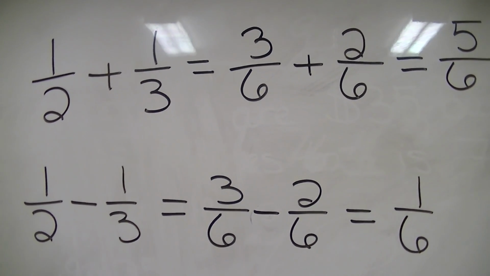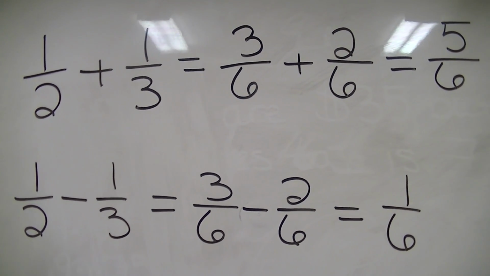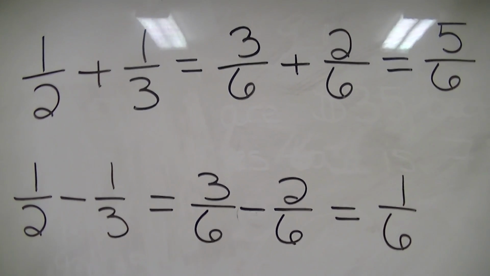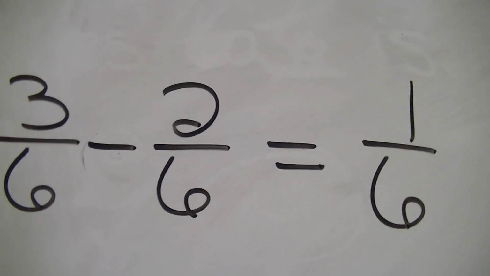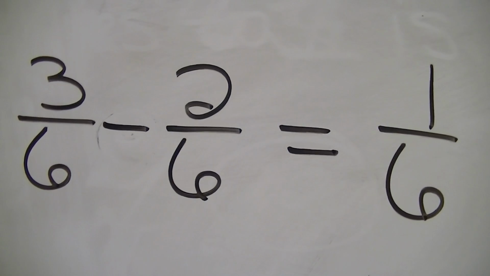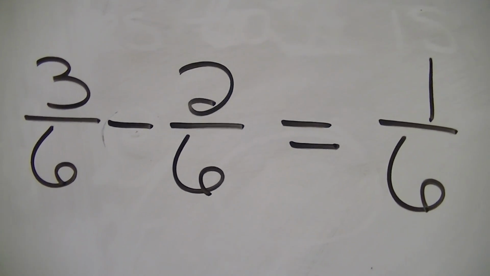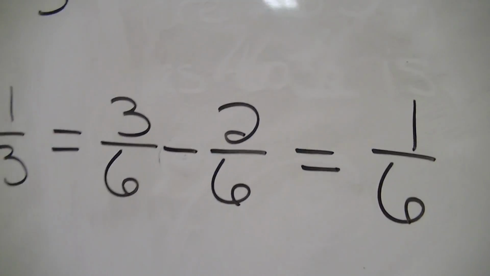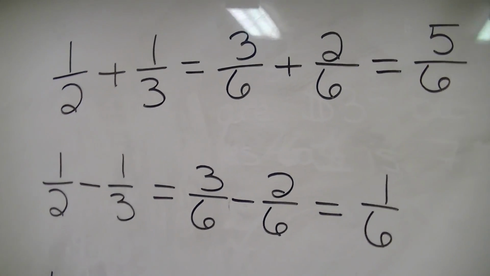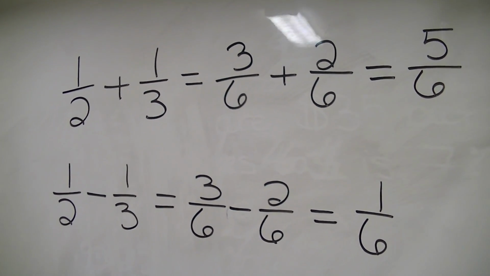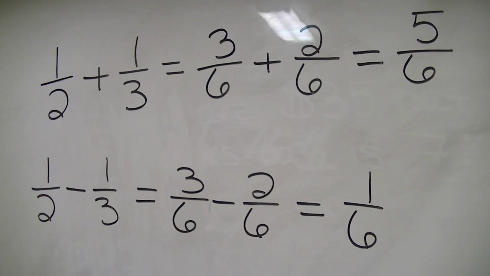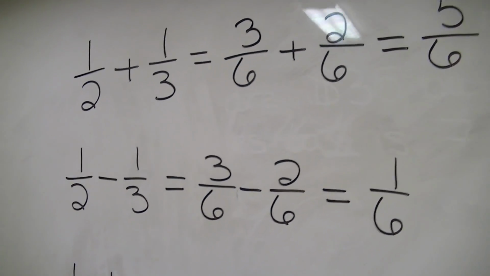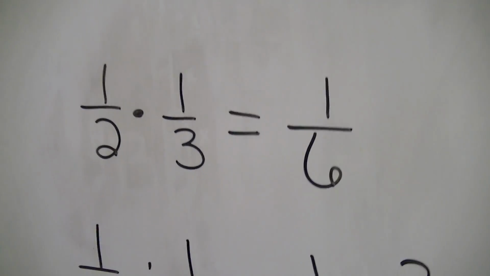What's the difference? On the addition, we just add the top numbers. That's how we get 5 on the top in the addition. With subtraction, we subtract those two numbers. 3 minus 2 gives us 1. That's how we got 1/6 there, okay? So both addition and subtraction, we have to find those common denominators. Multiplication and division actually are a little easier because you don't have to find those common denominators. So let's see how that goes.